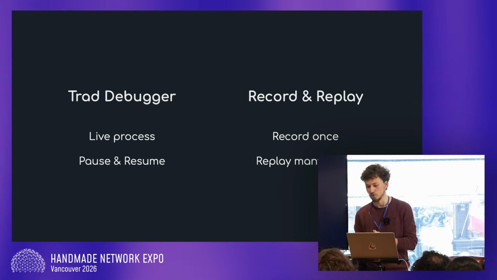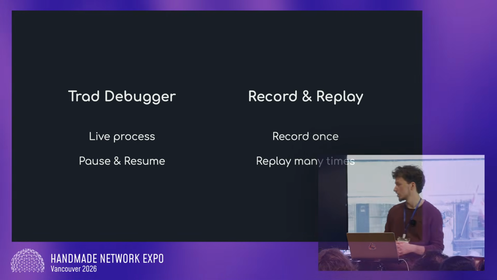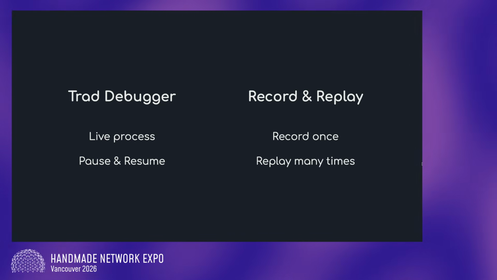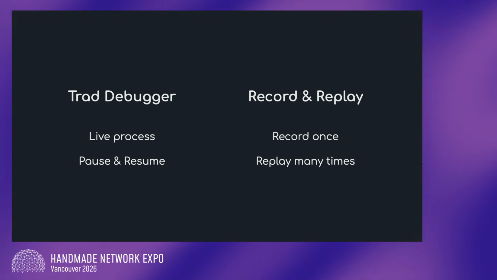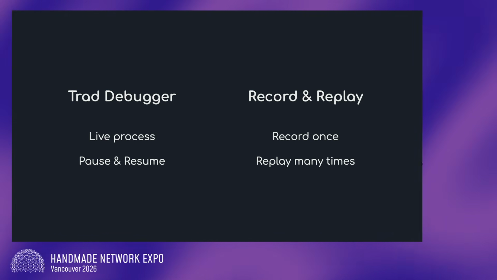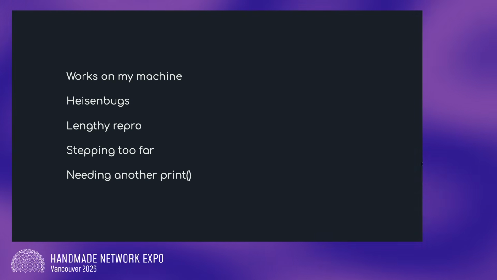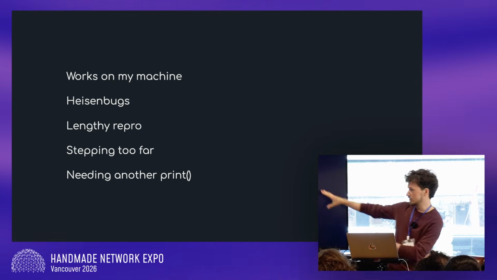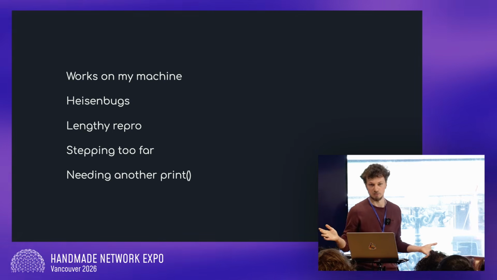Now, contrast that with the record and replay debugger. What we do here is we record the execution once. So we still start the process, we attach to it, we inject some instrumentation in order to record everything it does, and then we can replay it as many times as we want. And going back to the things I don't like about debugging, we can see that the first 3 problems basically just disappear, right?